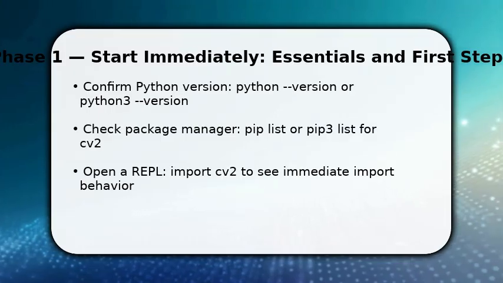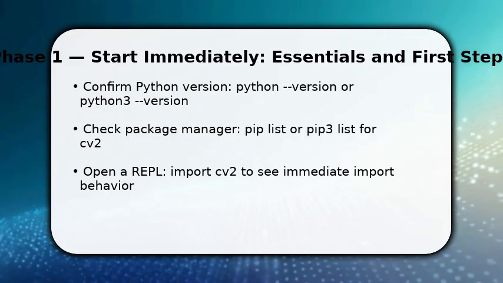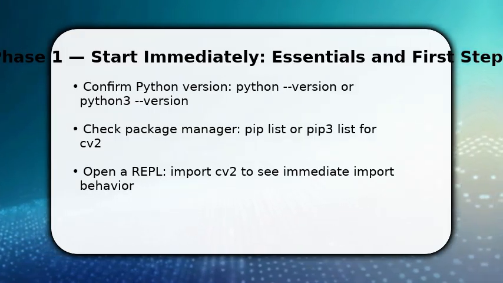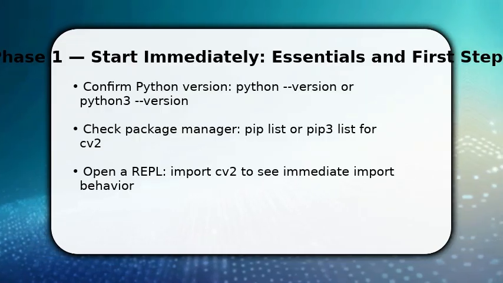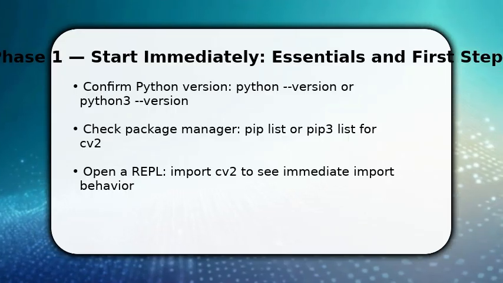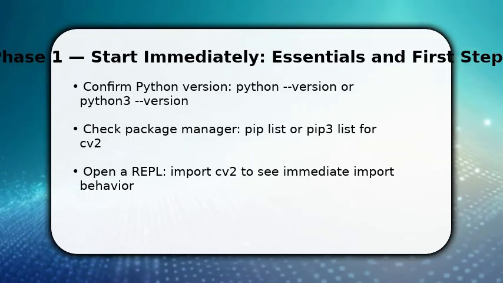Start by confirming prerequisites. You need Python installed and access to pip. First, run python --version or python3 --version to verify the interpreter. Once done, list installed packages with pip list or pip3 list and scan for cv2. Then open the Python REPL and type import cv2 to attempt the import.